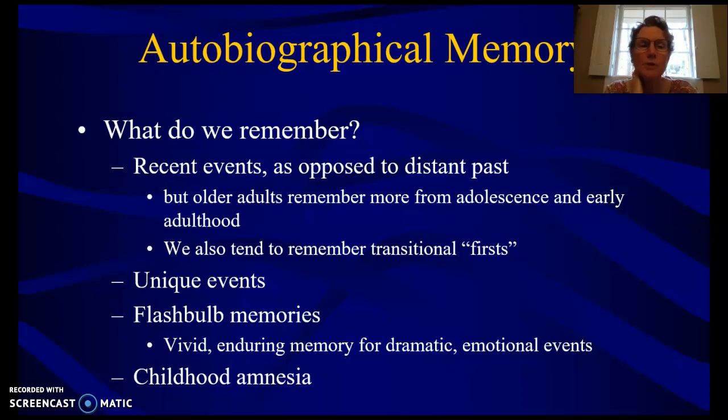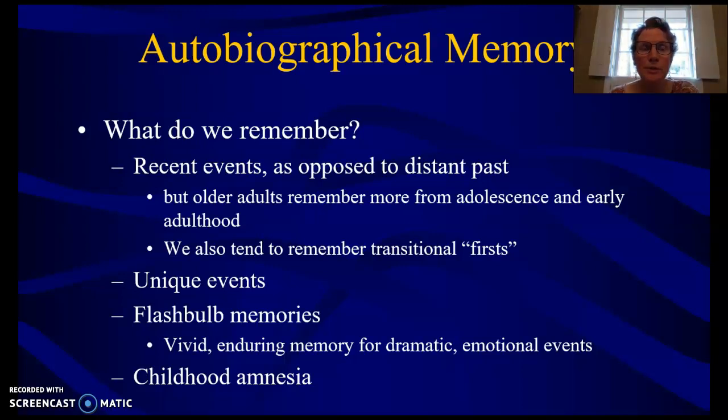But most of us tend to remember recent events better. We tend to remember transitional firsts, so the first time we drove a car, the first time we went on a date. Unique events, things that are kind of different, we tend to remember those.